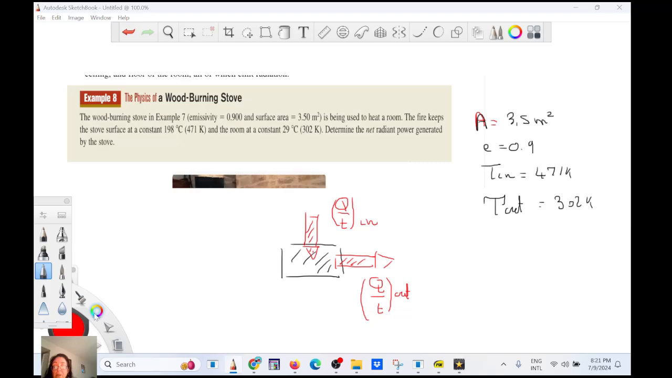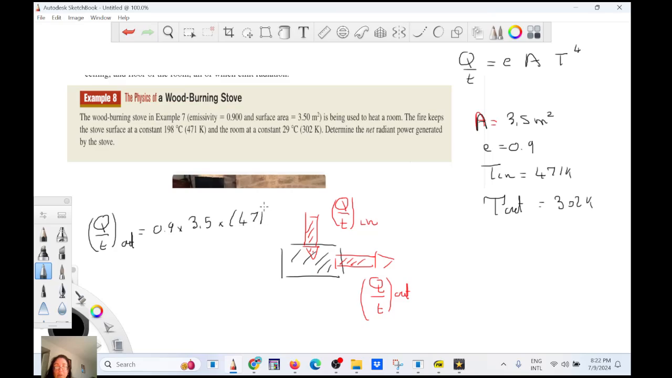But for both of them, you can use the equation Q over T equals 0.9 times the area times T to the fourth. So you can try to do it. So Q over T out: how much is being emitted? That's going to be 0.9 times the area 3.5 times the temperature. Out depends on the temperature of the black body, which is 471.